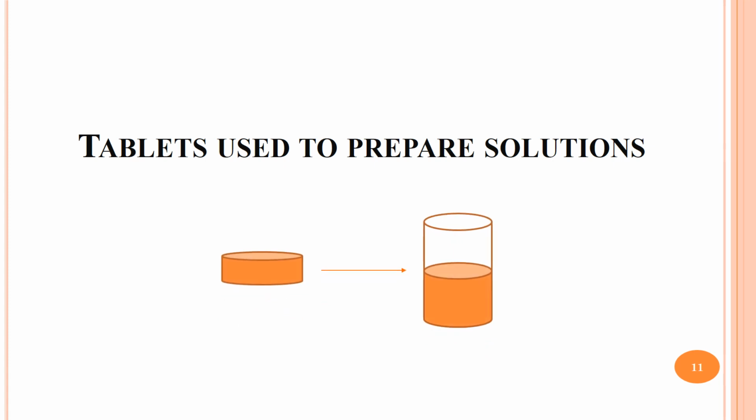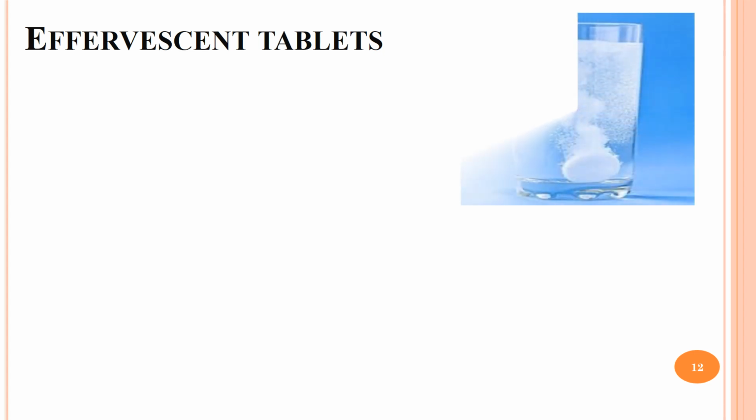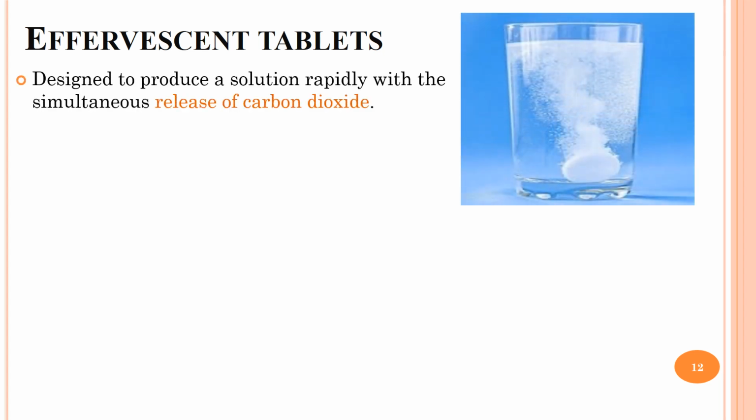The last major class is the tablets used to prepare solutions. In this, the first subclass is the effervescent tablets. The most common example is Disprin. This category is designed to produce a solution rapidly with the simultaneous release of the carbon dioxide.